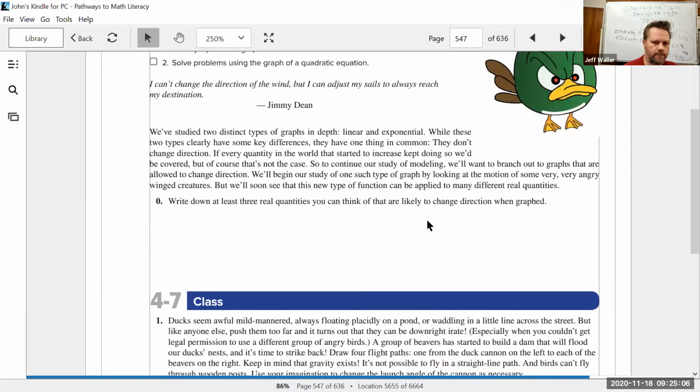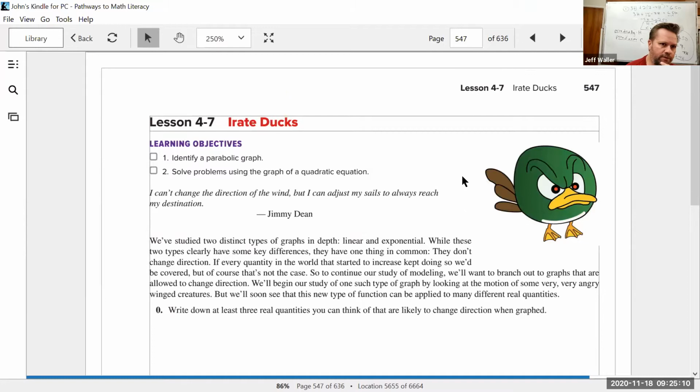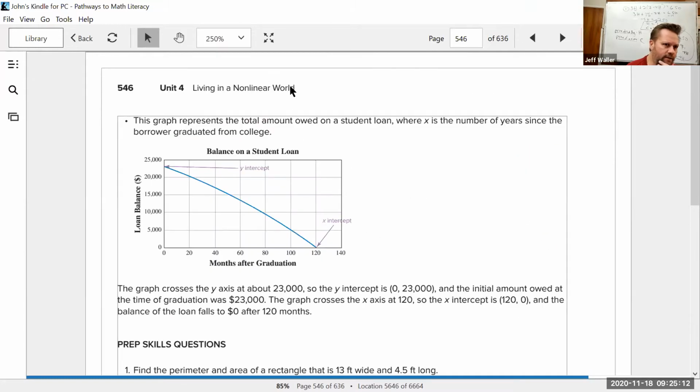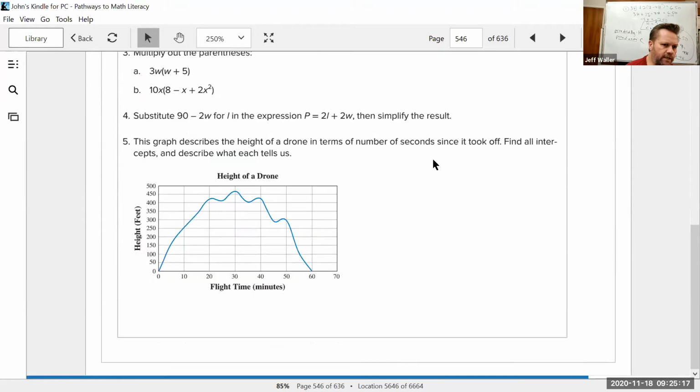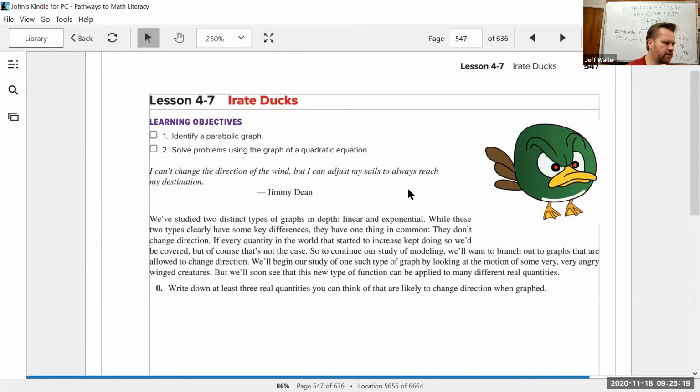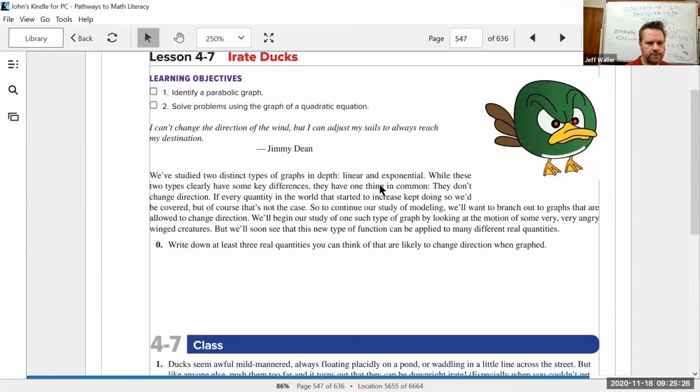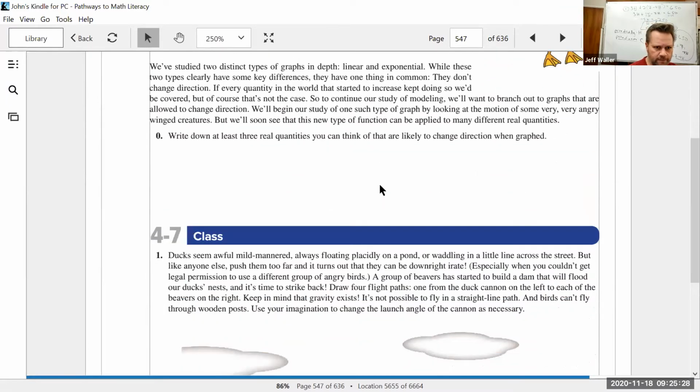Okay. So the whole idea with this section is finally living up to the title of this chapter, living in a nonlinear world. We're getting into nonlinear equations. Parabolic is our first type of nonlinear equation. So we're going to slowly build up to it.